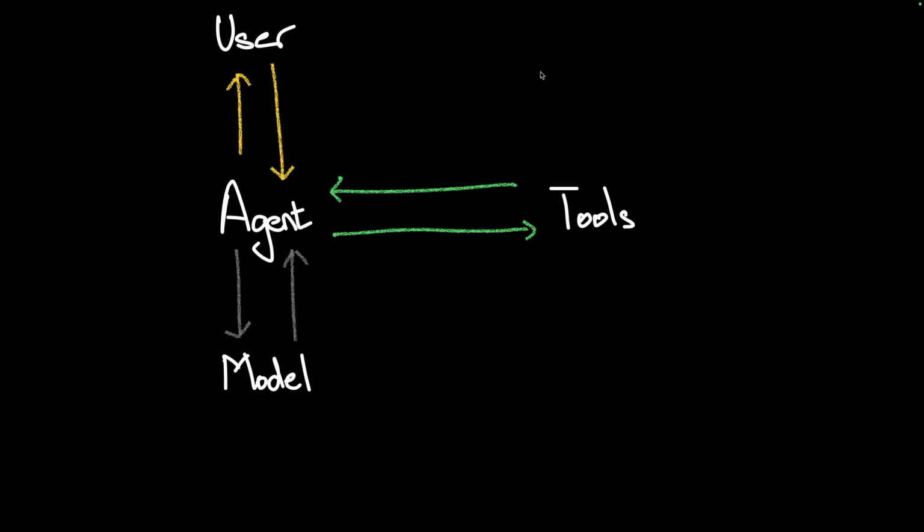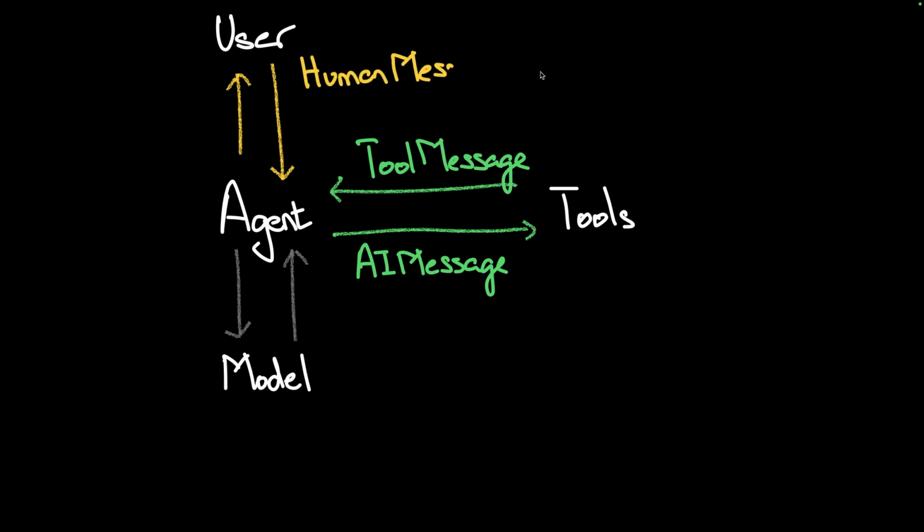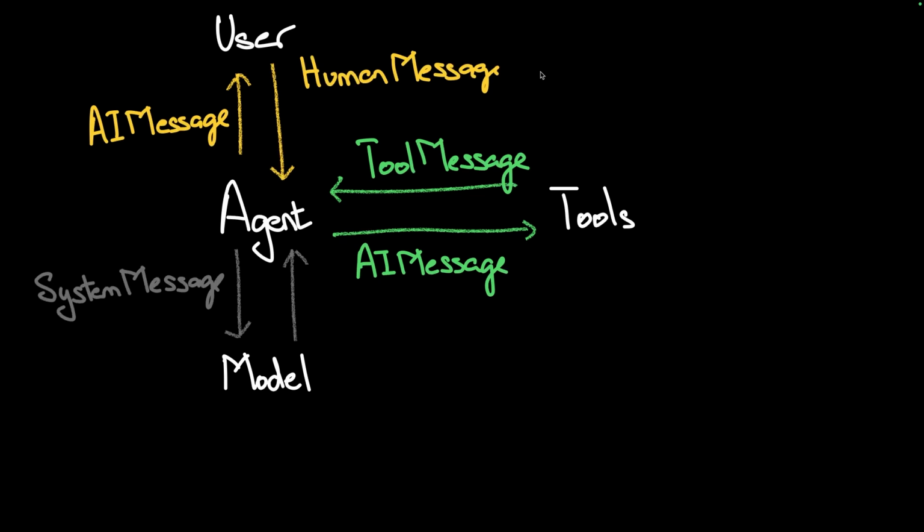Now, when the agent needs to use a tool, it sends an AI message. When the tool finishes execution, it returns things using a tool message. Now, the user interacts with the agent through a human message, and the agent responds back to the user through an AI message. Underlying all this, the agent sets up the model using something called a system message. This is just a brief recap.